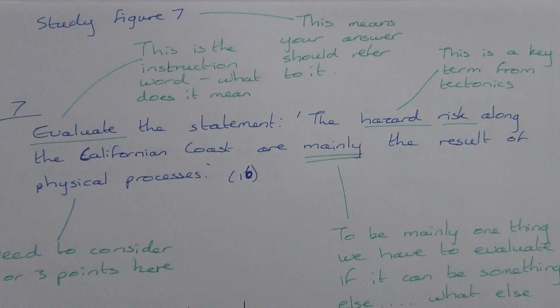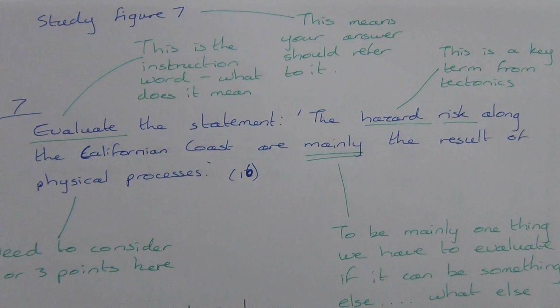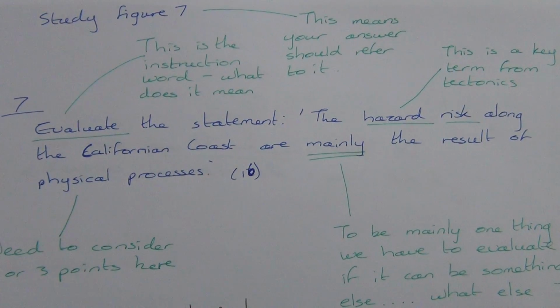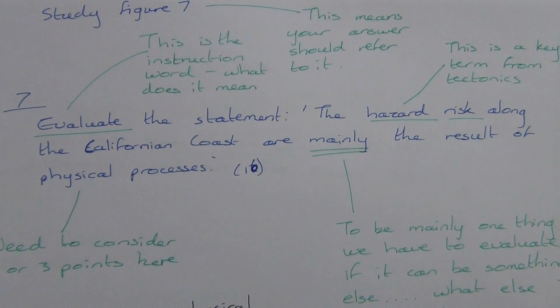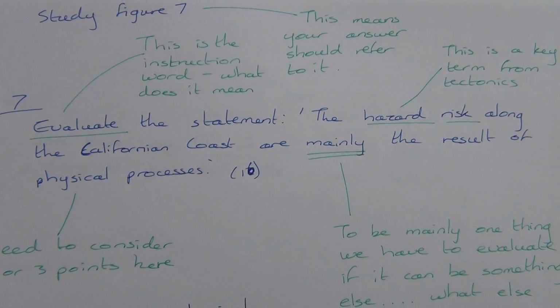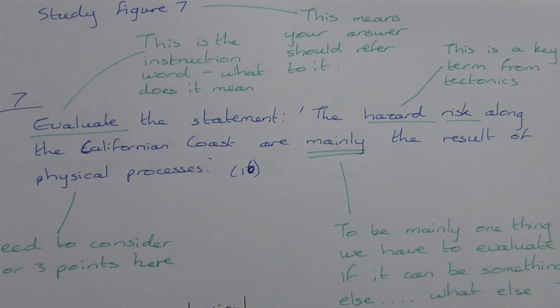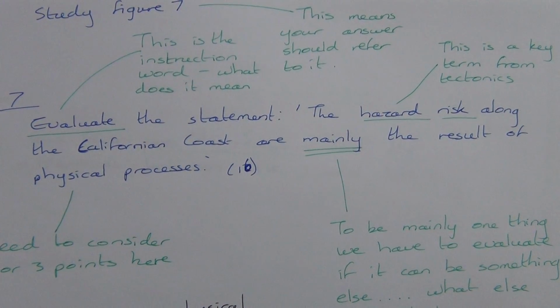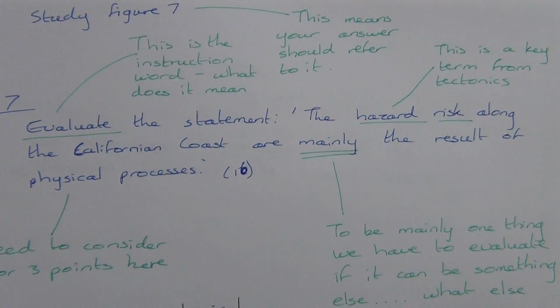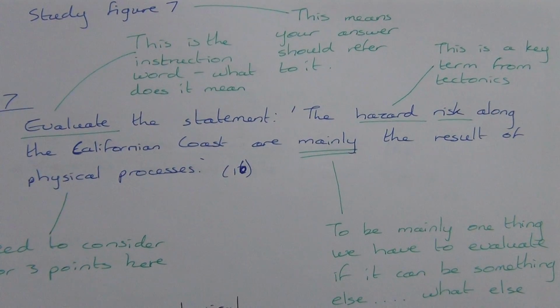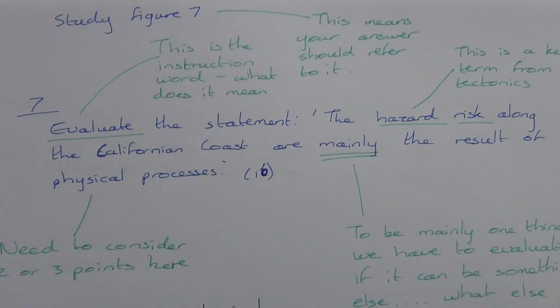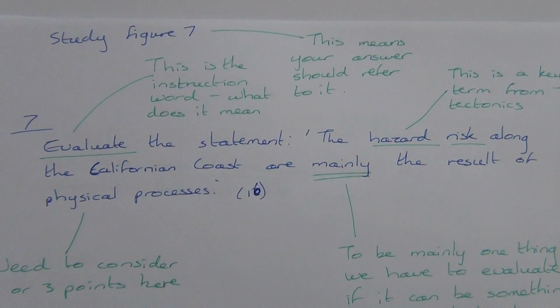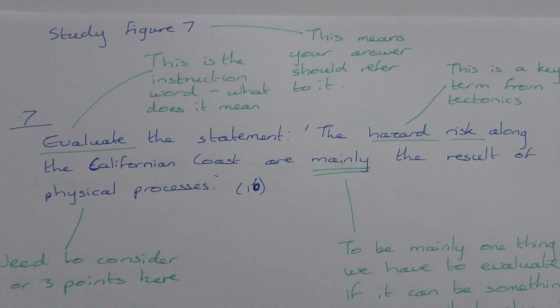Essential to this question, though, is that we conclude it with a conclusion that is focused solely on this evaluate skill. To what extent do I believe the physical processes are creating this hazard risk along the Californian coastline? Remember to refer to the figure. Remember to make sure that your paragraphs are clear so that the examiner can see 4 or 5 distinct sections of writing.